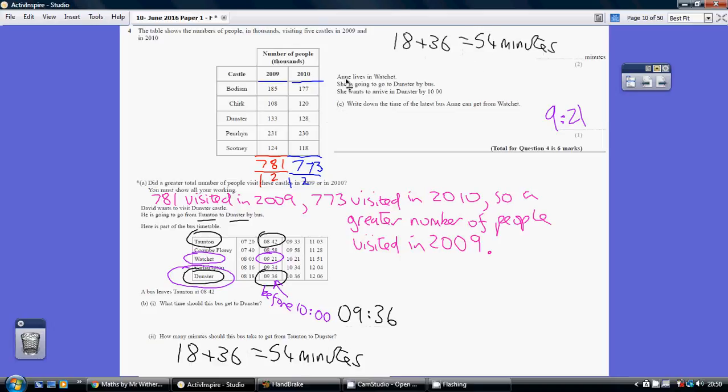Now, part C. Anne lives in Watchet. She is going to go to Dunster by bus. She wants to arrive in Dunster by 10 o'clock. So, let's see what time all these buses get into Dunster. We've got to be there by 10 o'clock. So, this will be too late. This will be us getting in at 10:36. So, we've got to be catching this bus, which gets into Dunster at 9:36. What time does that leave Watchet? Well, it leaves Watchet at 9:21.